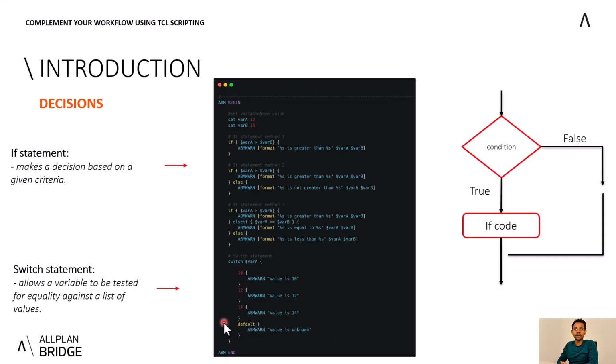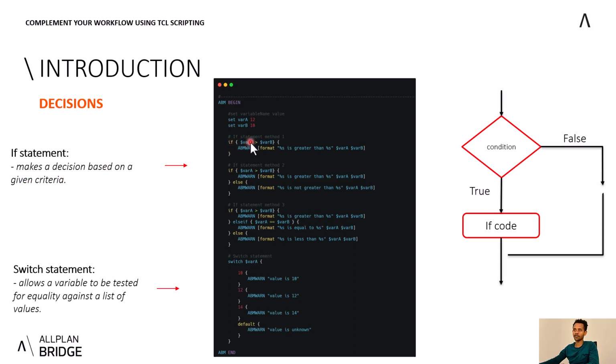The next slide we have is decisions. Basically we have a condition and we check if the condition is true or if the condition is false. If it's true, we execute some code, and if it's false, depending on whether we have some code to execute or not, we go to the next line or next part. If statements make decisions based on given criteria.